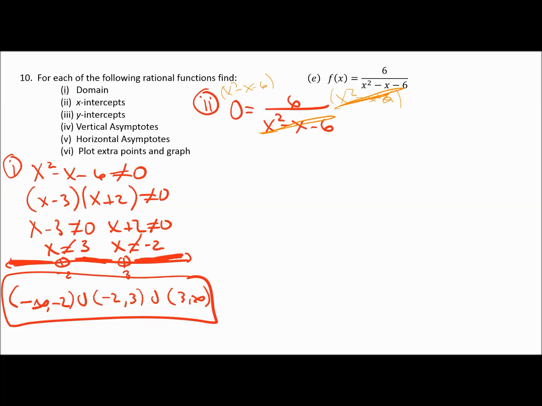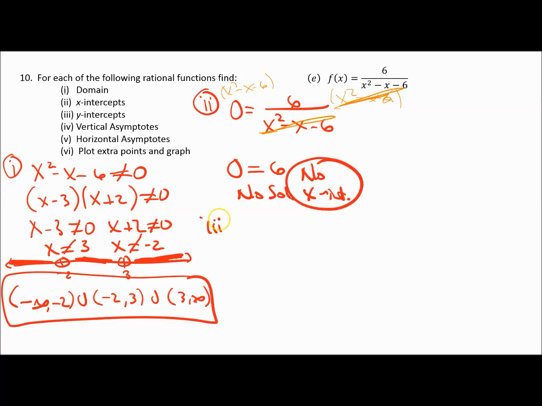And on the left, 0 times anything is still 0, equals 6. Well, you can't solve for that. There's no solution for this equation. Either there's not equal 6, there's no variable left. So that means there's no x-intercept. So that's helpful information. We have no x-intercept.